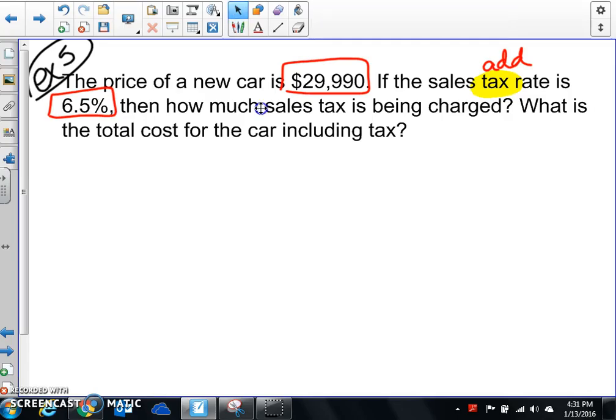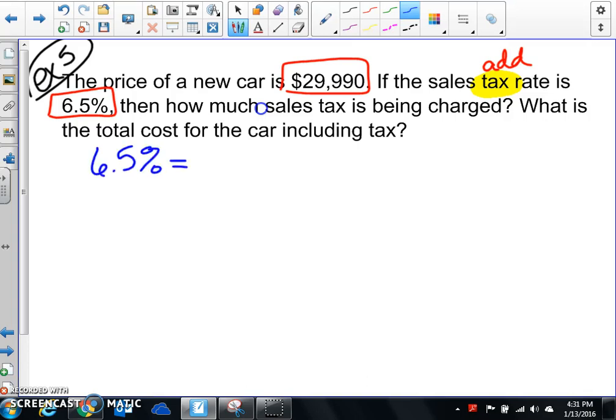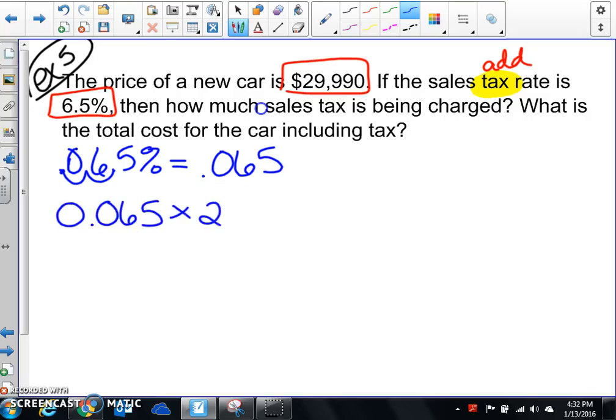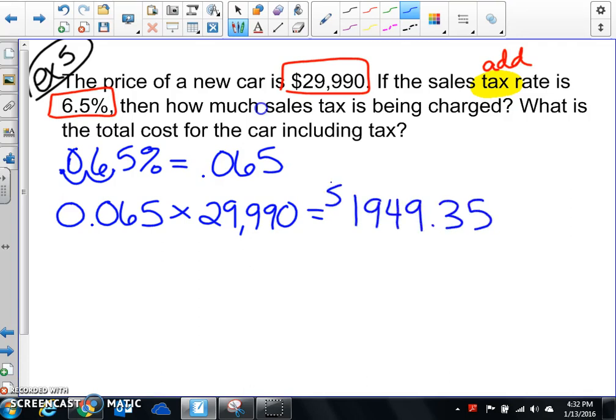All right, so just like before, we start off by turning 6.5% into a decimal. Now, a lot of times students say, well, Ms. Beck, there's already a decimal. No, you still have to go to the left twice. So that is equal to 0.065. So I take that number and I multiply it by 29,990. So 29,990 times 0.065. All right, so that gives us 1949.35, and that's all money.